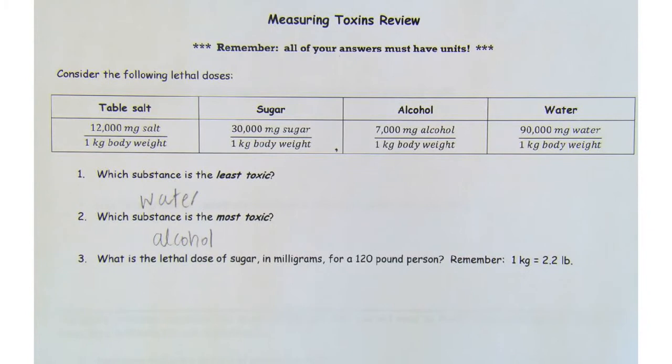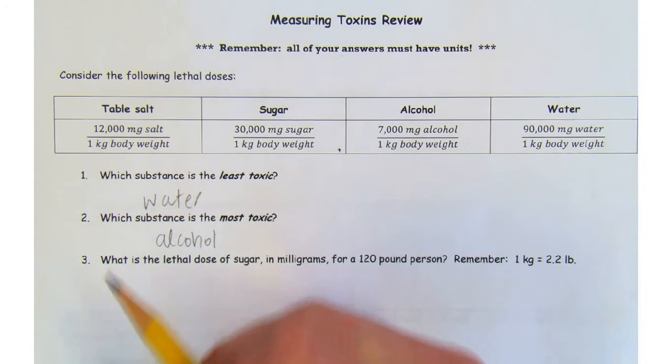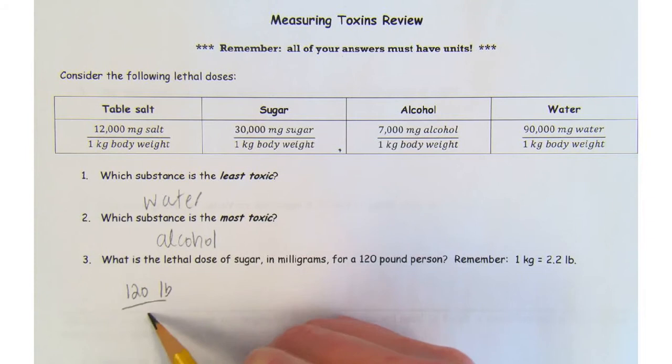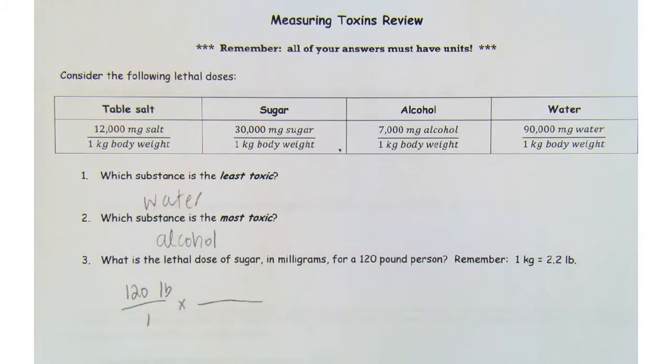Okay? The next question asks you, what is the lethal dose of sugar in milligrams for a 120-pound person? So this is a calculation problem. It's a lethal dose problem. You always start with the person's weight and put it over 1. Next, you need to cancel out the pounds that person weighs. So that means you're going to need LB in the bottom.